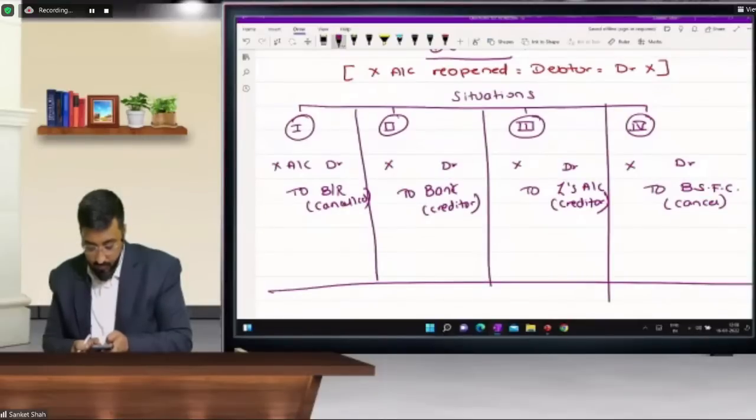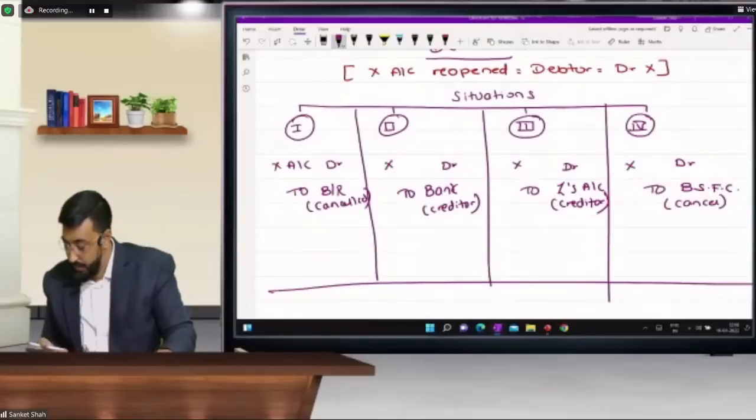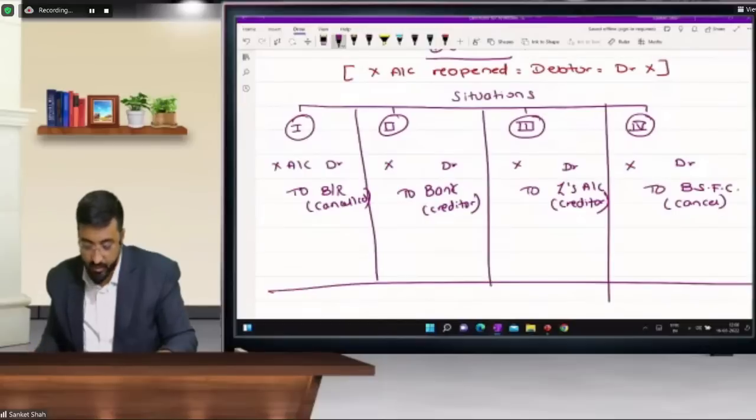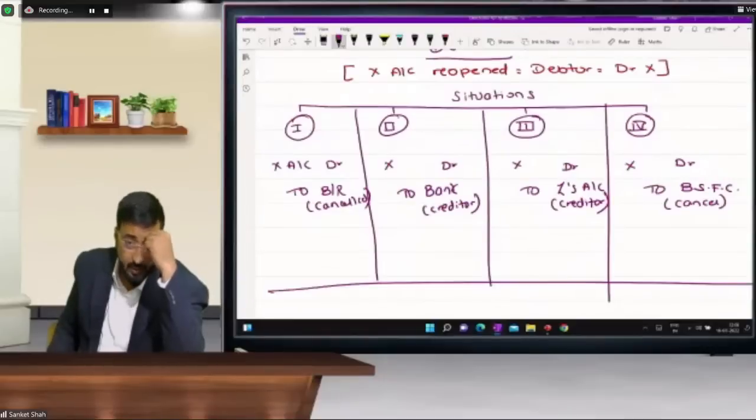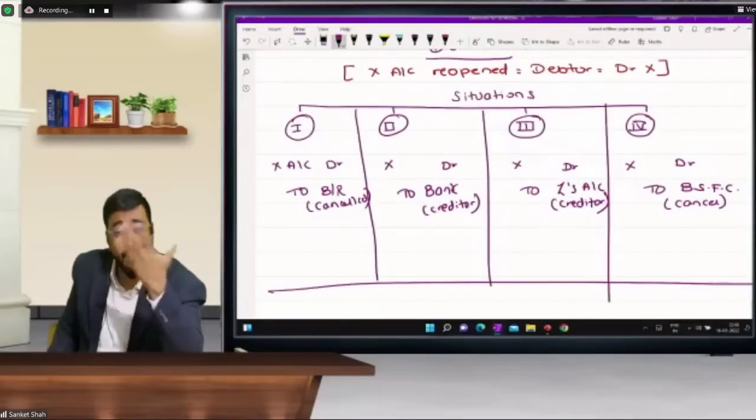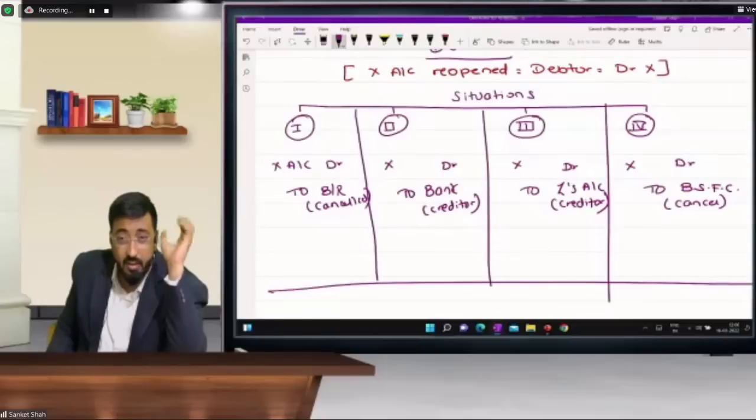Very good. Baraktullah ji has written all entries correctly. Sir, why can't I understand? It is very simple, the bill of exchange is just finished. There is nothing difficult in this.